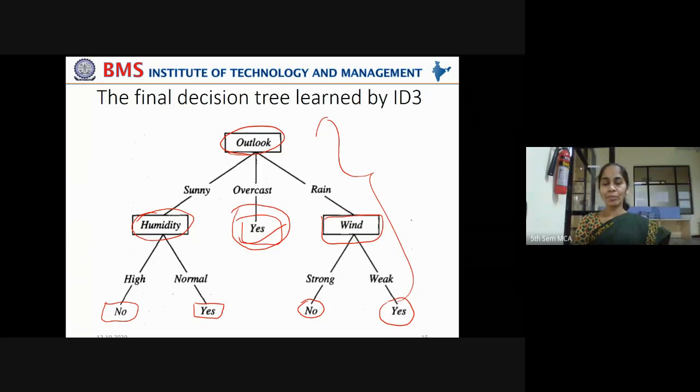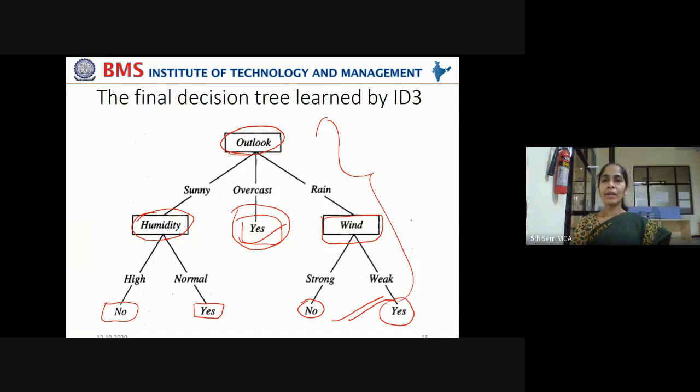Why am I saying optimal? Lots of decision trees can be built by using the training examples. But the shortest and crisp decision tree is the one that will be considered by the ID3 algorithm. Right? And this is the final decision tree. Did you all understand how we built this decision tree by calculating the entropies and information gain?